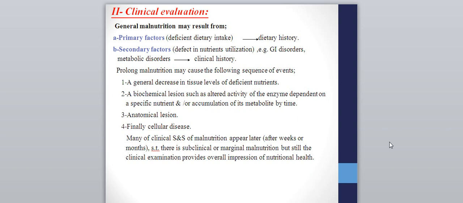Many of the clinical signs and symptoms of malnutrition appear later, mainly weeks or months after the initiation of that nutrient deficiency. Sometimes it is subclinical or even marginal malnutrition, but still the clinical examination provides an overall impression of nutritional health.